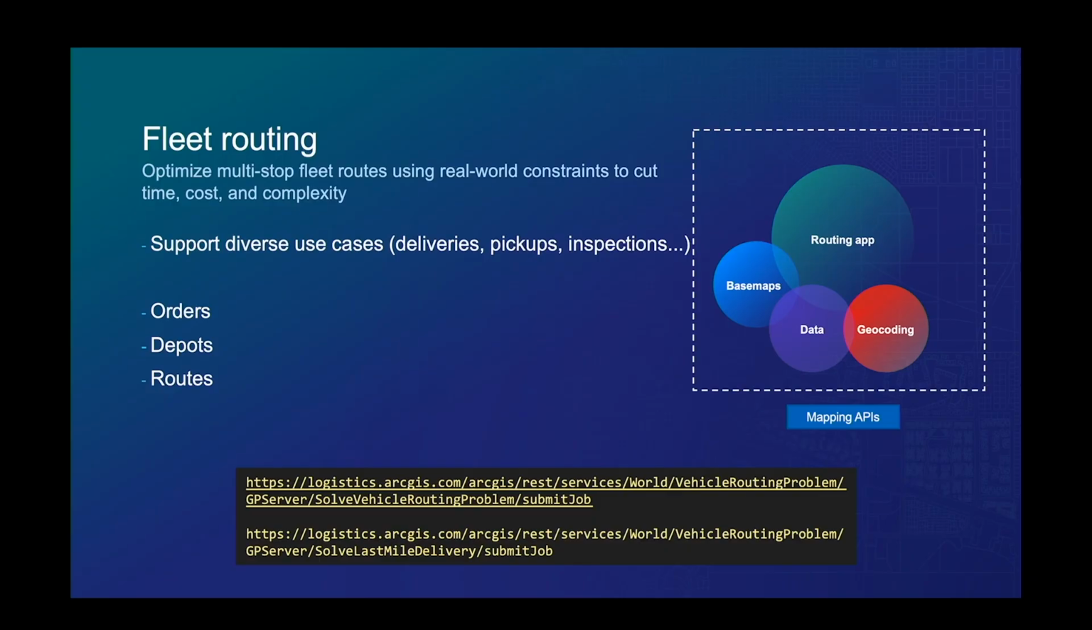And then the routes are the actual description of the vehicles that you're wanting to use. And those have constraints and end times and start times and quantities and capacities as well. Okay, and so here we just see the two URLs of the VRP, vehicle routing problem operation, which is the older workhorse that has been around for a while, and then the new last mile delivery, which is highly optimized for a specific use case.